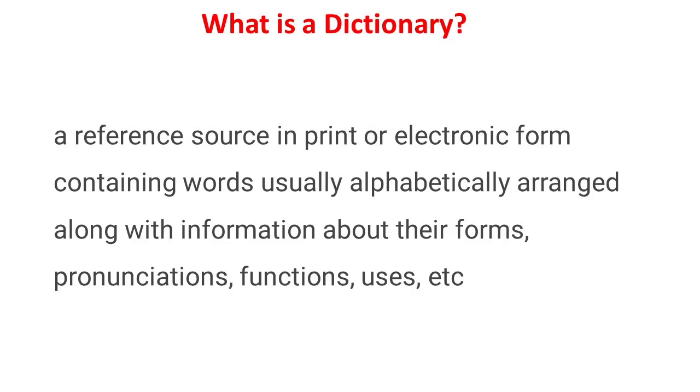A dictionary is a reference material either in a printed form or electronic form. It contains all the words in a particular language. The words are arranged in alphabetical order. It also includes information about how the word is used, its other forms, etc.